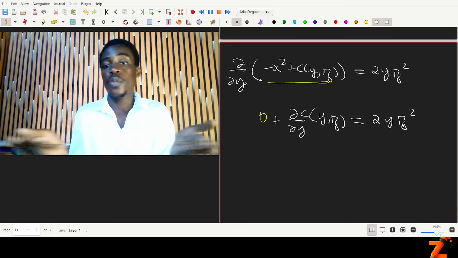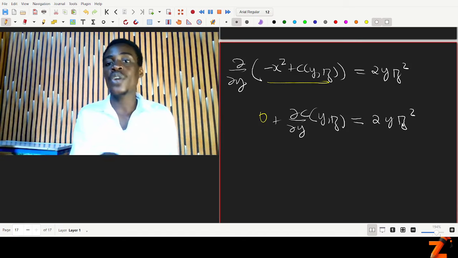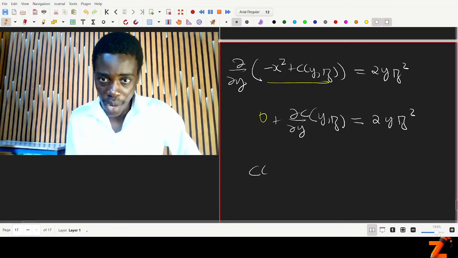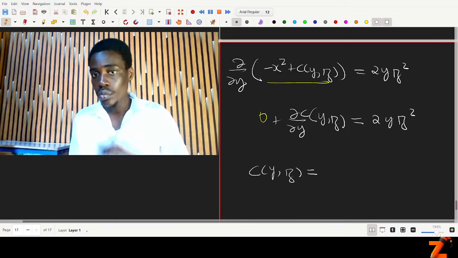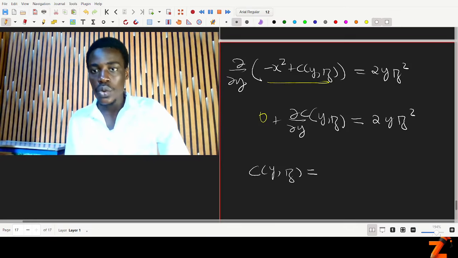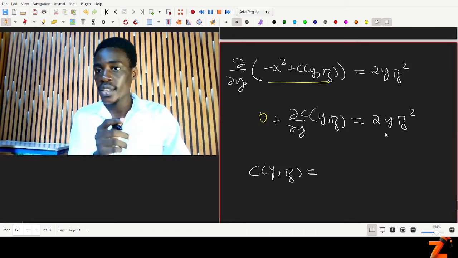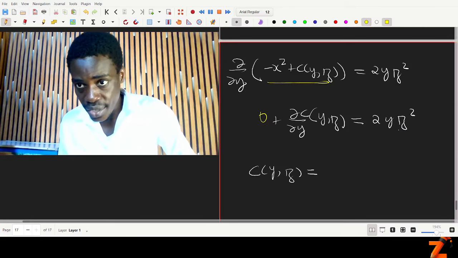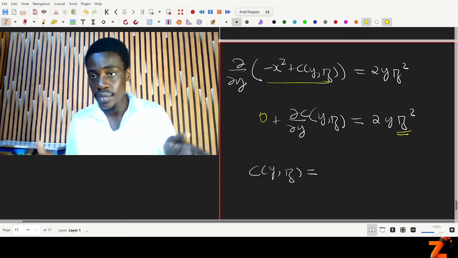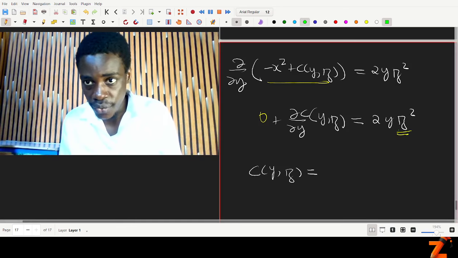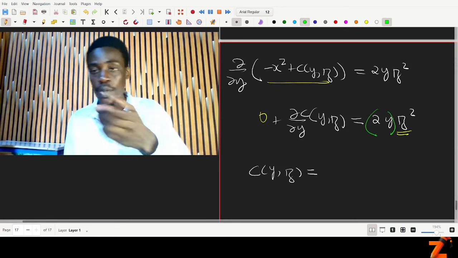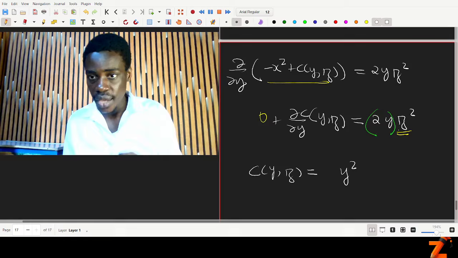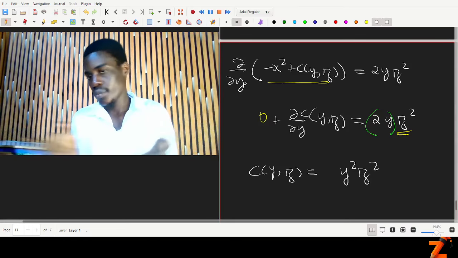So it is a problem of primitivation again, because I have a derivative and I want to find the function which is behind this derivative. So what is c of y and z? Simple. I primitivate with respect to y, very important to know here. Because I derivate with respect to y, z squared is a constant. So I can easily give the primitive of 2y, which is y squared. So I write it here: y squared times z squared. Make sense?